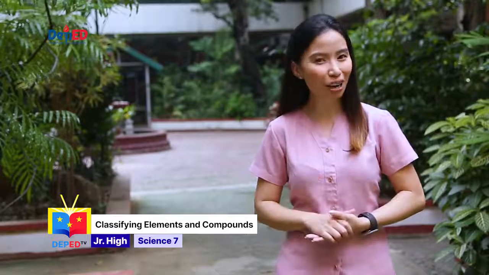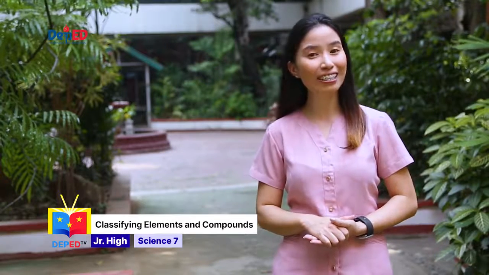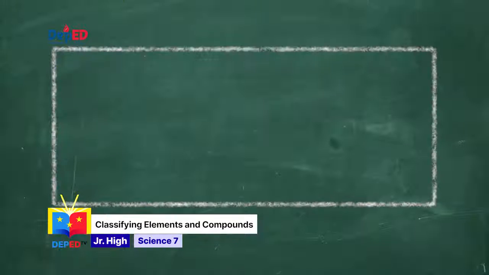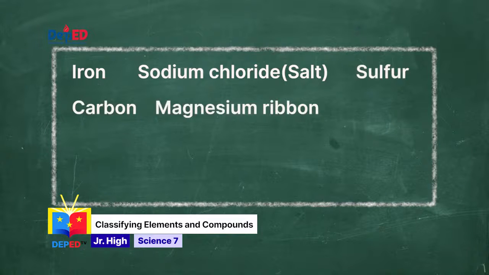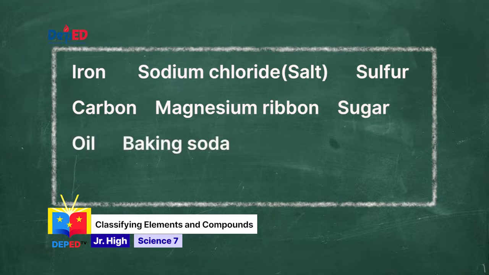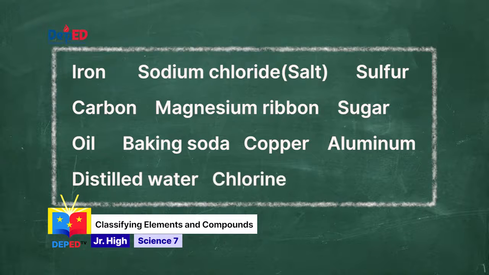Do you have any idea what's in the box? Inside the box are the substances that are found in the cabinet. There are iron, sodium chloride, sulfur, carbon, magnesium ribbon, sugar, oil, baking soda, copper, aluminum, distilled water, and chlorine. Classify which among them are elements and compounds. I will give you enough time to accomplish it.